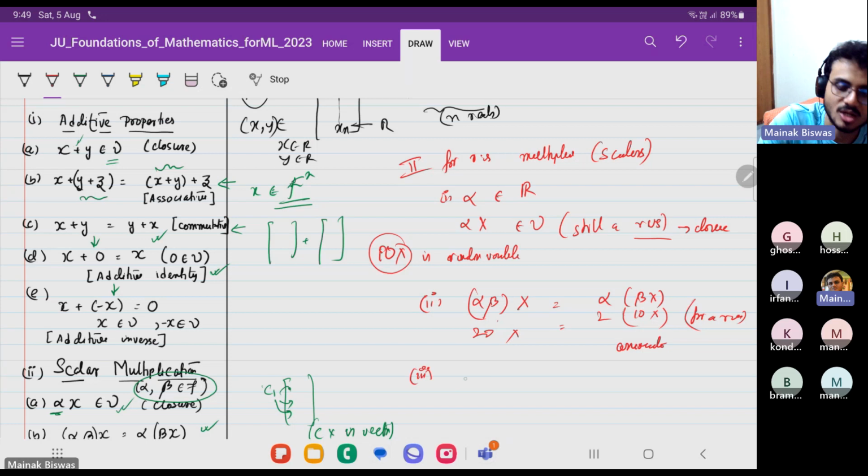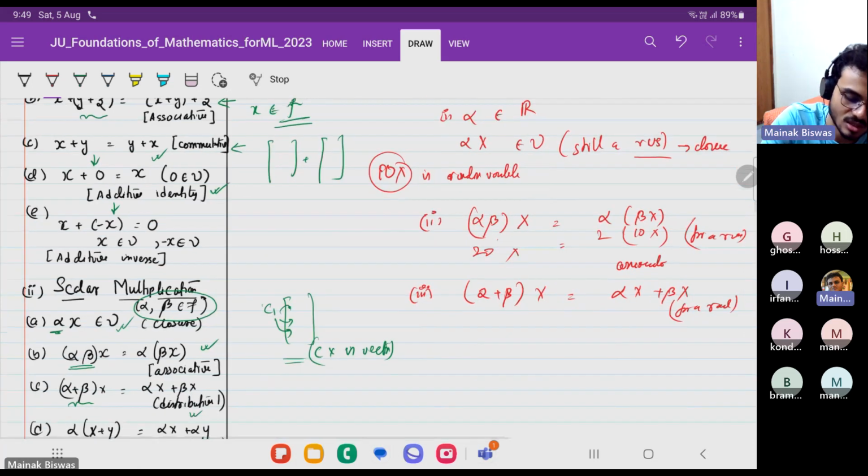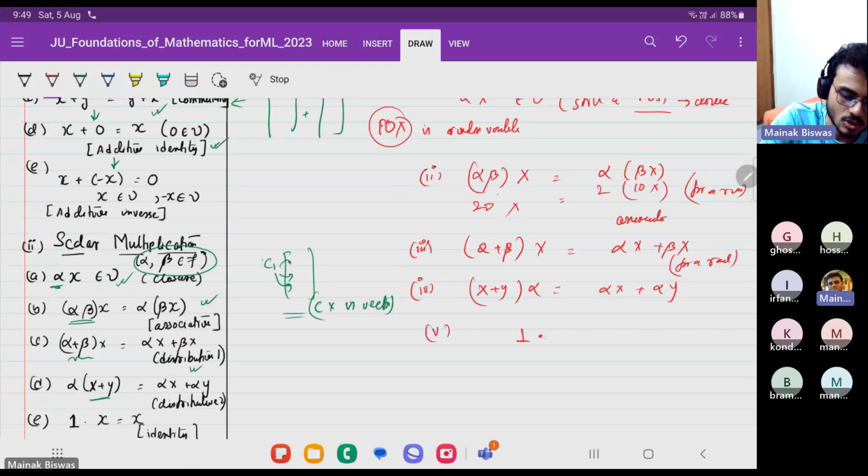Number 3. What is the third property? If you recall, distributive, right? So alpha plus beta times X, what will it be? Alpha X plus beta X, yes or no? A random variable follows all these things for a normal algebra space. So the sum of two random variables times alpha will be alpha X plus alpha Y, yes or no? 1 times X is also X. 1 belongs to the reals. Okay?